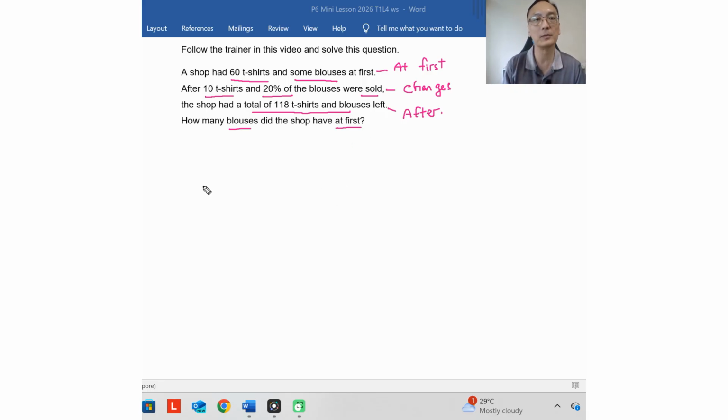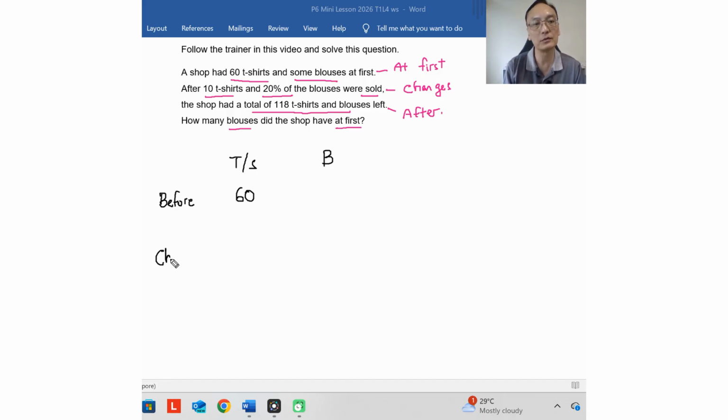So we're going to construct our table. First of all, we form the columns. The columns will be the t-shirts and the blouses. So we have the before row. We were told we have 60 t-shirts and some blouses. We do not have enough information, so we leave it blank for the time being.